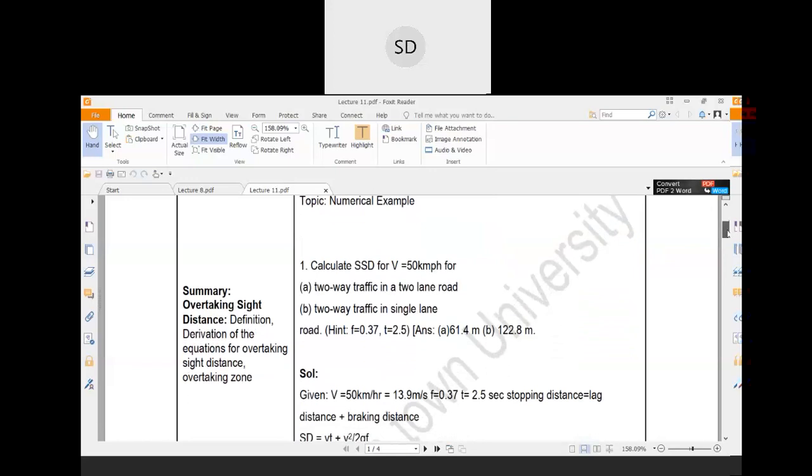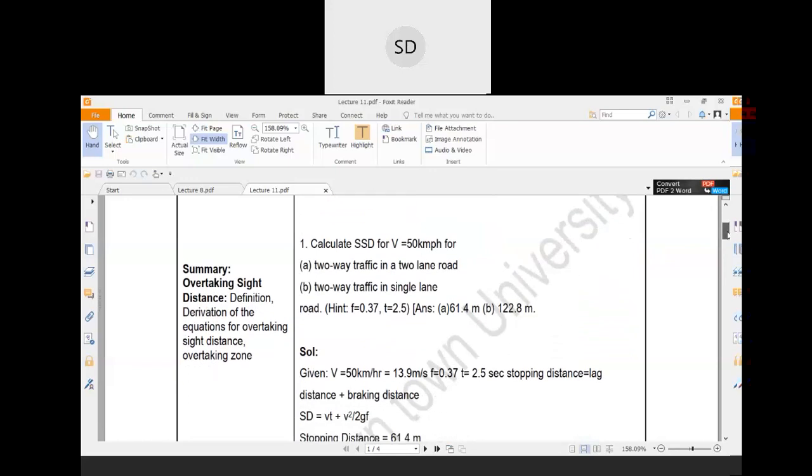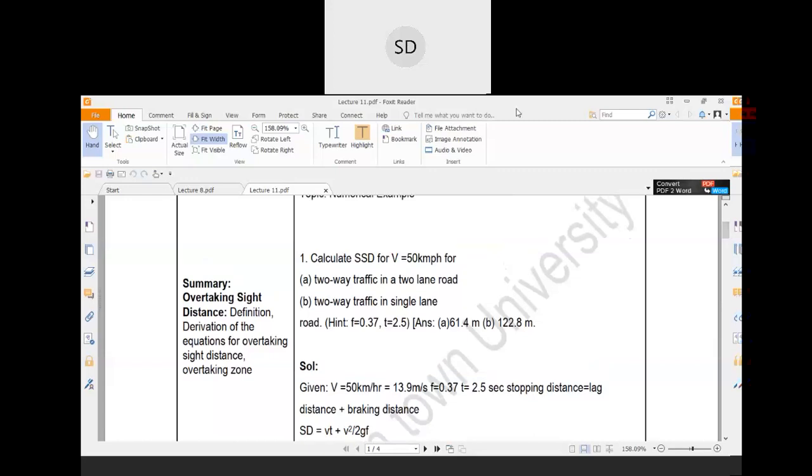So how to solve this? First, use the same formula and find out what is the stopping sight distance. The formula would be the same: Vt plus V square by 2gf. Here, V is in meter per second. So you have to convert your 50 kilometer per hour into meter per second. So basically, it would be 13.9 meter per second.